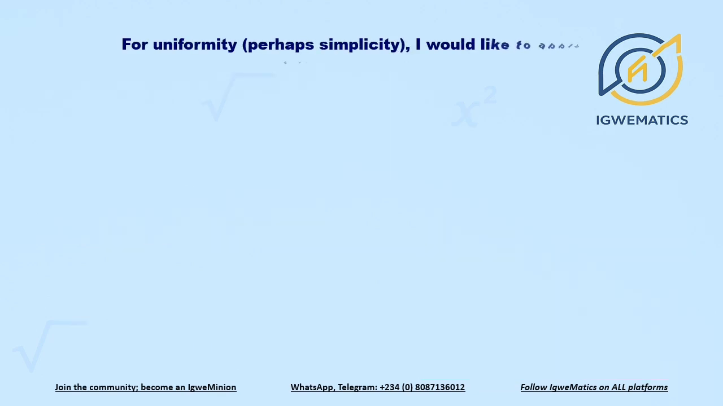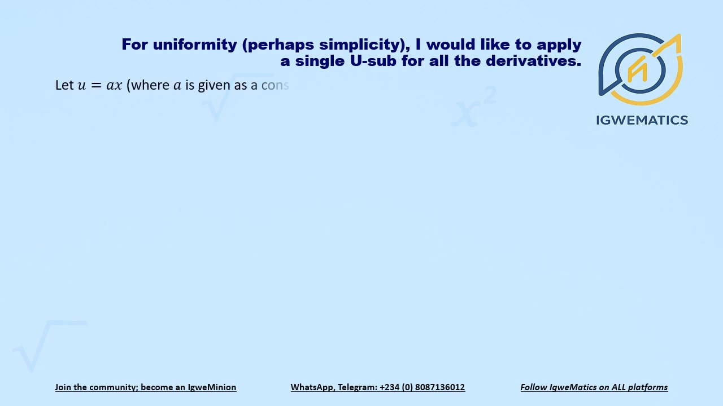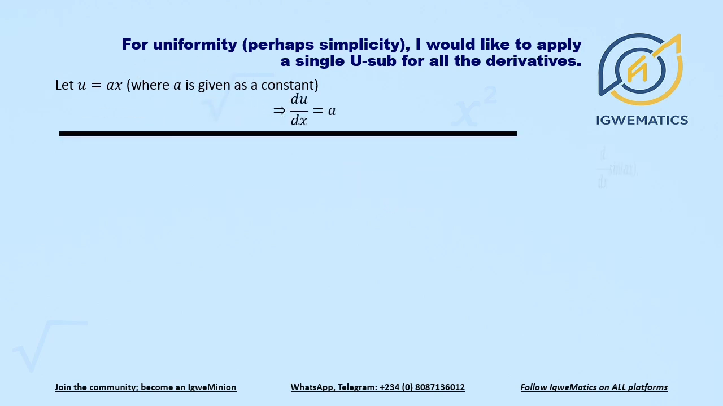For uniformity's sake, perhaps simplicity, I would like to apply a single u sub for all the derivatives. Let u equal ax, where a is given as the constant. This implies that du/dx is equal to a. That is, if you differentiate both sides, you get du/dx is equal to a.